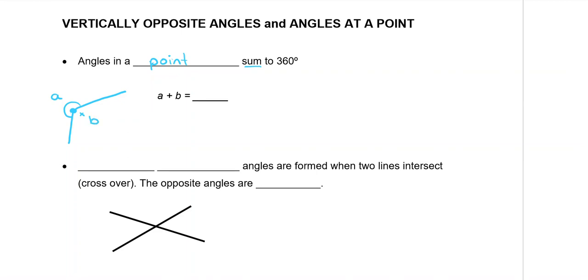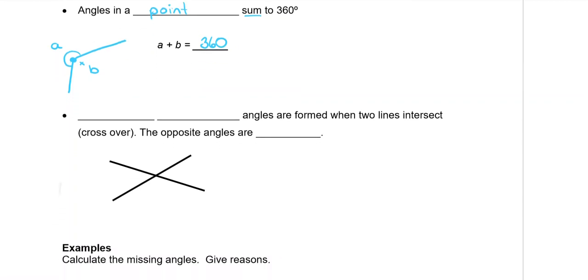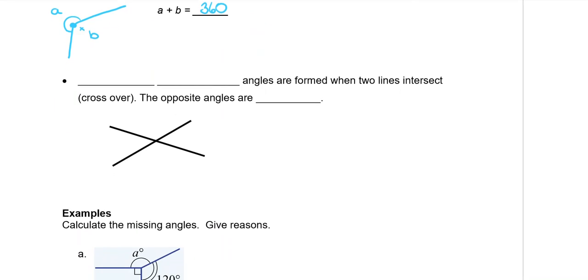Those two angles, A plus B, when you add them together, would have to equal 360 degrees because they're making a complete revolution. Okay, so that's the first rule we're going to be looking at. The second one is vertically opposite angles. So that goes in here.